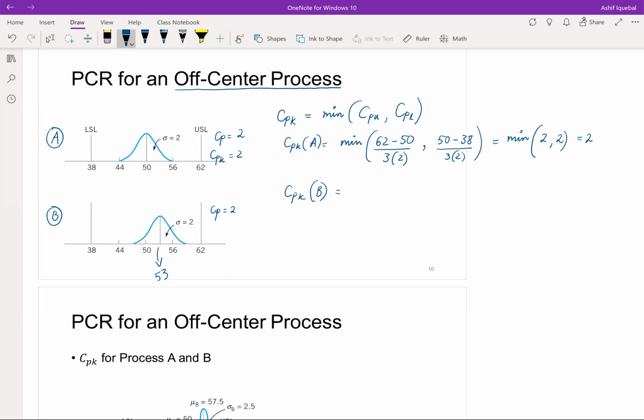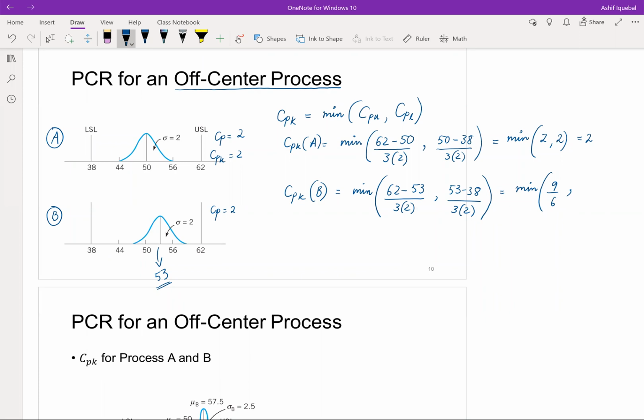Remember, process B has a mean shift, right? So we are expecting CPK to be smaller than 2. Let's calculate and see if this makes sense. This is minimum of 62 minus the new mean, which is 53, right? So this is 53 divided by 3 times 2. Standard deviation is still constant, comma, 53 minus 38 divided by 3 times 2. So this will be minimum of, this is 9 by 6, comma, this is, how much is this?